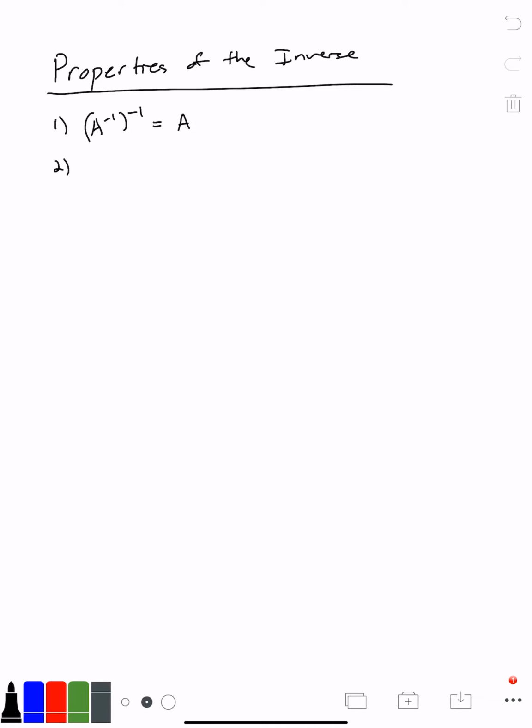Another one is that if you multiply two matrices together and you take the inverse, you can take the inverse of each one separately and multiply them, but again, it reverses the order here. An interesting property of matrix multiplication. And the third one is that if you take the transpose and then the inverse, it's the same as if you took the inverse first and then transposed that.